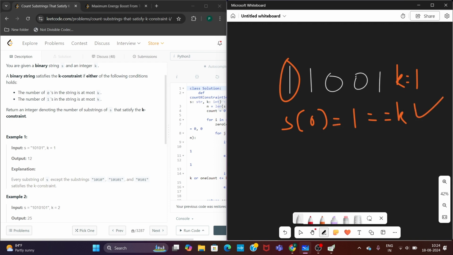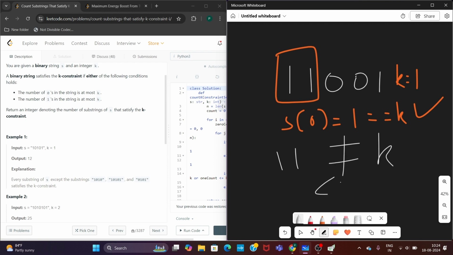Then let's move forward. s of 0 to 1. Let's see this string over here. s of 0 to 1 means 11. So 11 is not less than or equal to k. Here k is 1, which means we need only one 1, but there are two ones, which is greater than k, so this condition holds false.